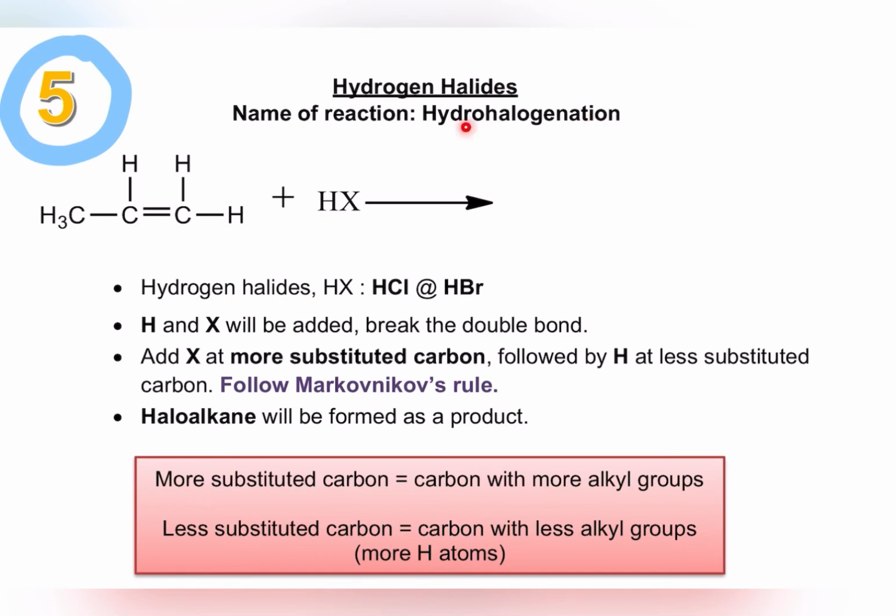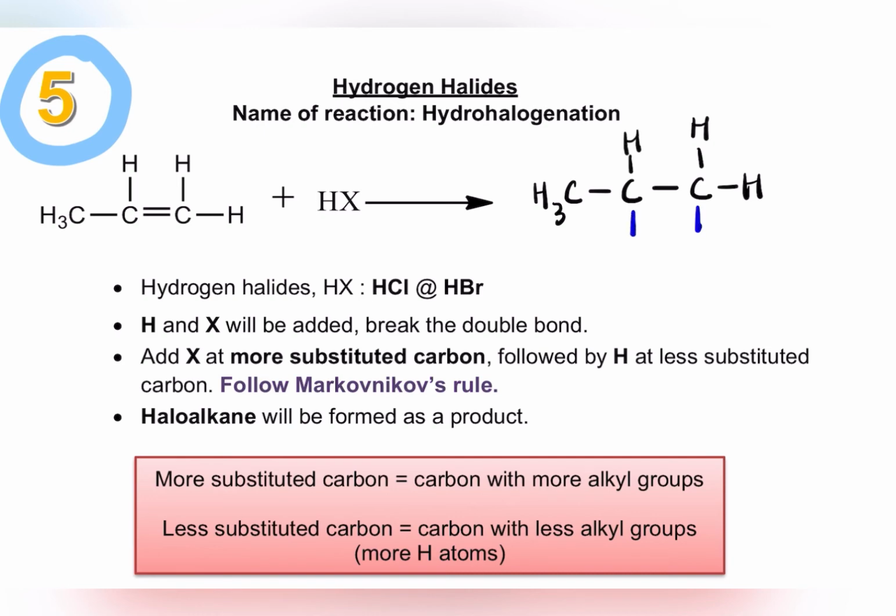Hydro means hydrogen, and halogenation means you use halogen in your reaction. So when I said about hydrogen halides, of course we are going to use HX, and X can be Cl or Br. And in this case, what will happen, you will break this double bond by adding two single bonds. So I'm going to copy again the same method as before without double bond. So you can see that this is the product that you have with two extra single bonds.